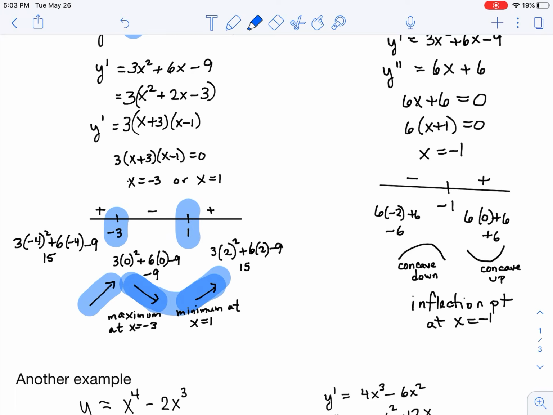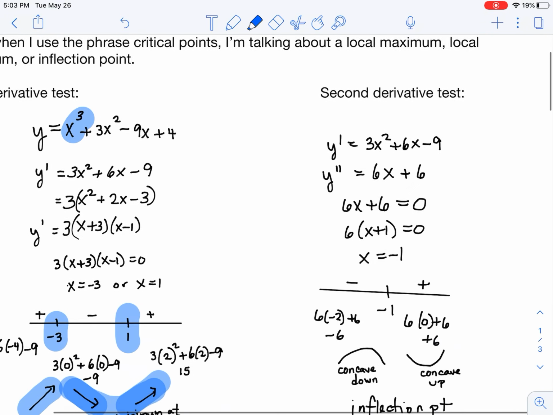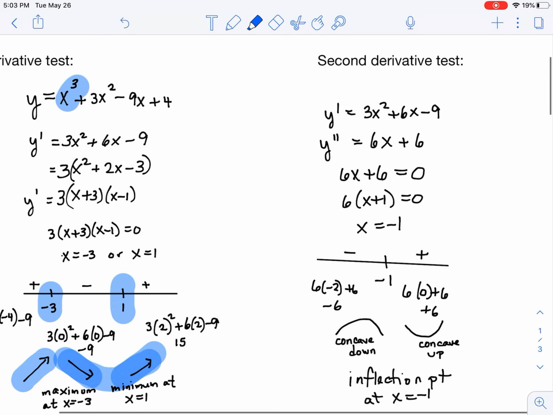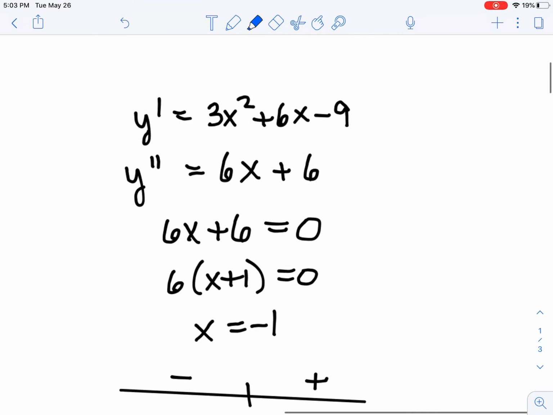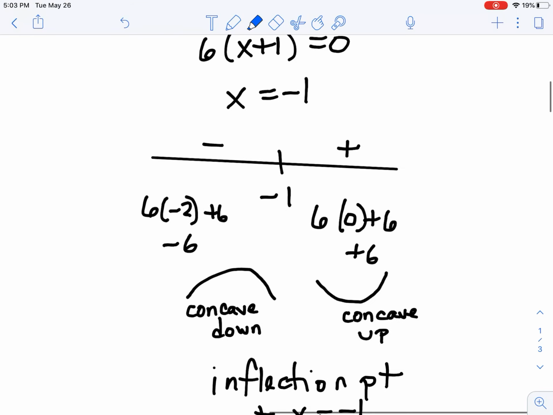Now, what about inflection points? To do inflection points, you have to do the second derivative. So I wrote the first derivative over here, and I did the second derivative. 2 times 3 is 6, x to the, down 1, and then the derivative of 6x is 6. So I set that equal to 0. I factored out the 6, so I don't have to worry about it, and I get x equals negative 1.